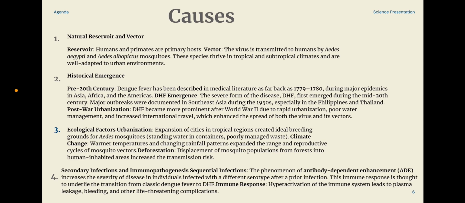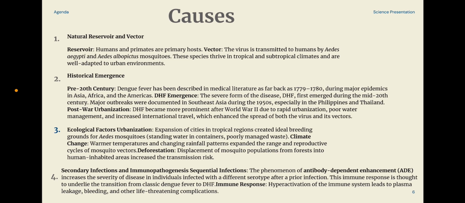Ecological factors are also a cause. Expansion of cities in tropical regions created ideal breeding grounds for these mosquitoes, standing water in containers and poorly managed waste. Climate change: warmer temperatures and changing rainfall patterns expanded the range and reproductive cycle of mosquito vectors. Deforestation: the displacement of mosquito populations in forests into human inhabited areas increased the transmission risk.